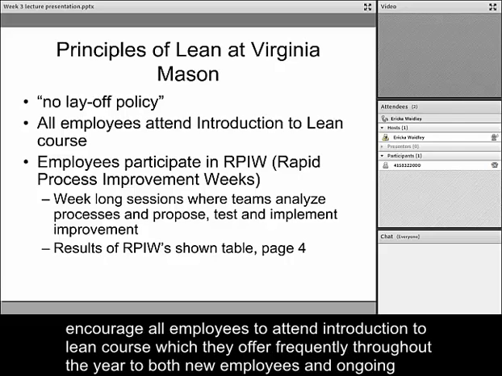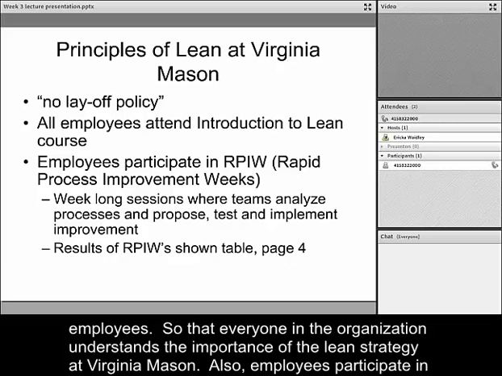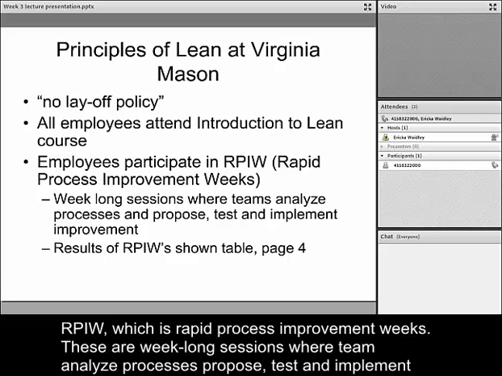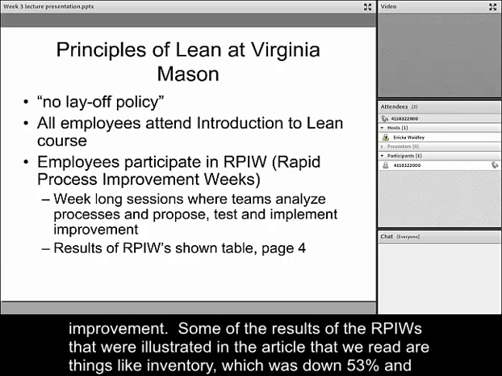They also encourage all employees to attend the Introduction to Lean course, which they offer frequently throughout the year to both new employees and ongoing employees, so that everyone in the organization understands the importance of the lean strategy at Virginia Mason. Also, employees participate in RPIW, which is Rapid Process Improvement Weeks. These are week-long sessions where teams analyze processes and propose, test, and implement improvement.